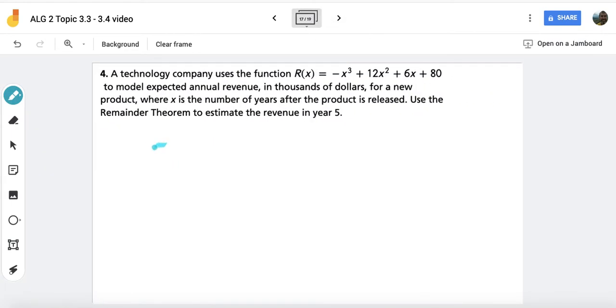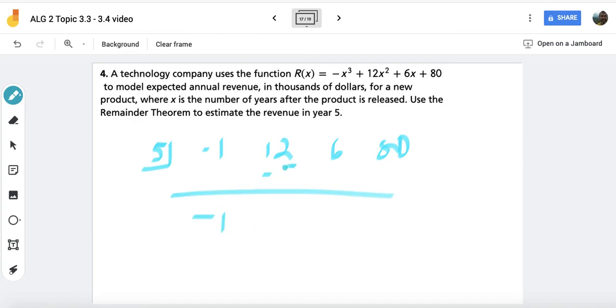Sure, I'm going to plug in a 5. I have negative 1, and 12, and 6, and 80, and I bring down the negative 1. Times 5 is negative 5. Add those together and get 7. 7 times 5 is 35. Add these together and get 41. 41 times 5 is 205. And 80 plus 205 is 285.